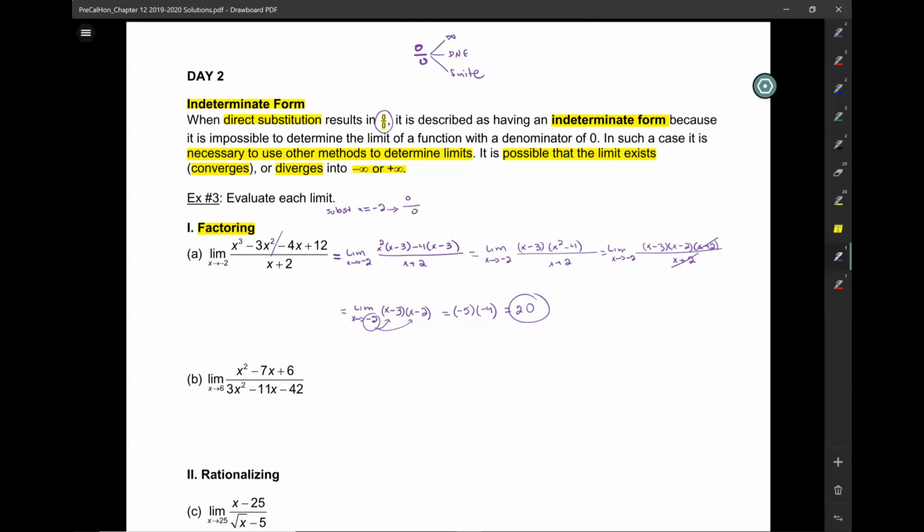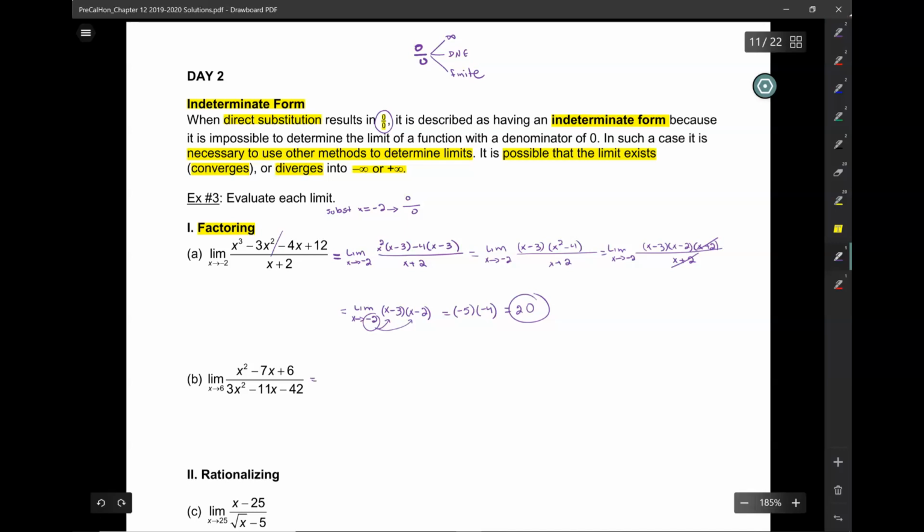So do you see that? Initially we got 0 over 0. And you could have said, oh my God, that's infinity. No, it's not. 0 over 0, oh, that's equal to 1. No, it's not. Right? It was indeterminate. We had no idea what it was going to turn into until finally it turned into 20. All right. Let's do another one.